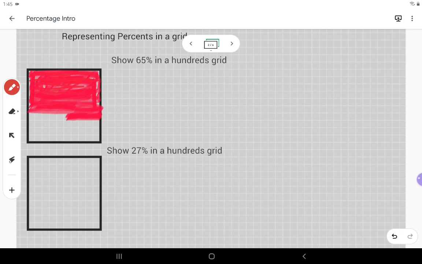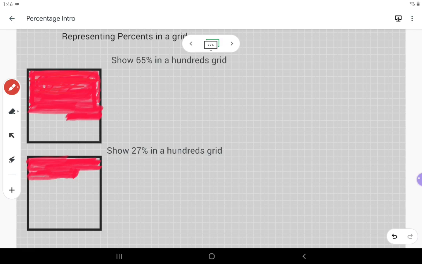If I was to do another percent, let's say 27%, I have this box of 100 squares. 27% means 27 out of 100. Out of these 100 squares, there's 20 of them colored in now, and I need to do 7 more. 1, 2, 3, 4, 5, 6, 7. There we go. Now I've colored in 27 out of 100 squares. That's just showing my percentage in a hundreds grid. When we're thinking of percent, we're thinking of it as something out of 100.